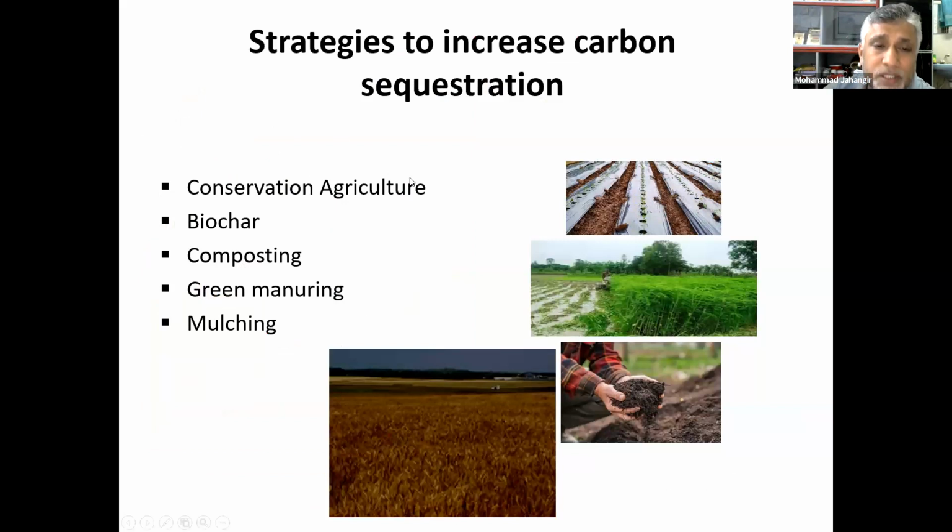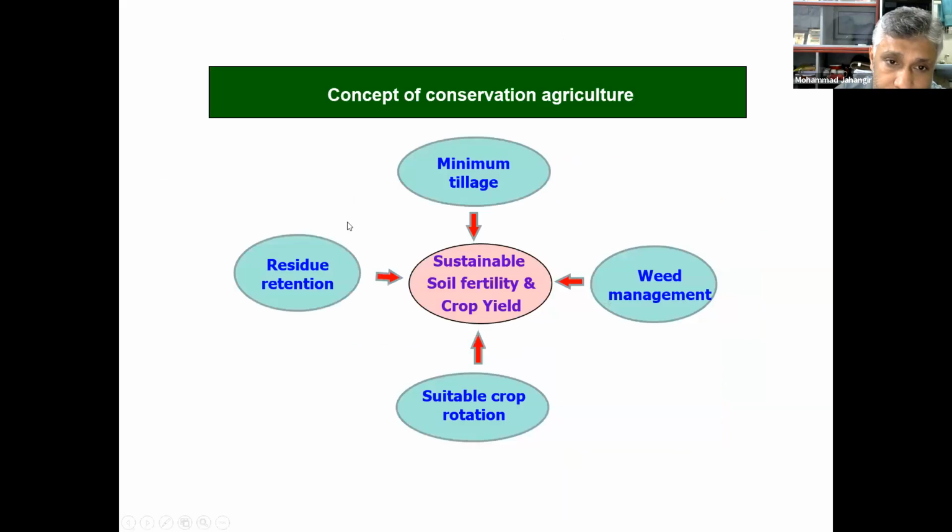So what are the potential management practices we can use for sequestering carbon? Number one, conservation agriculture practice, and using biochar, composting, green manuring, and mulching. All together these can significantly reduce greenhouse gas emissions, help carbon build up in soil, increase organic matter content and nutrient content in soil, help conserve soil moisture, and help reduce greenhouse gas emissions.